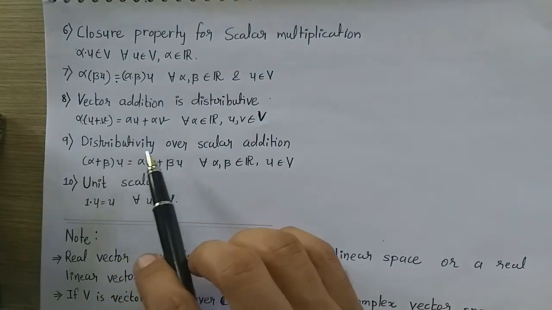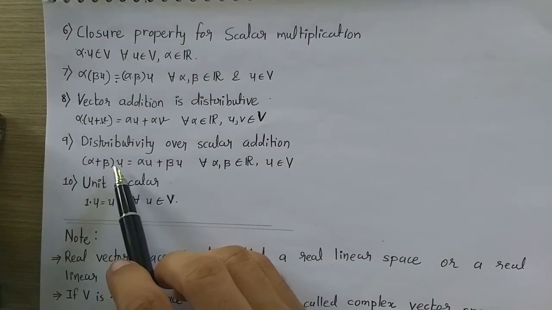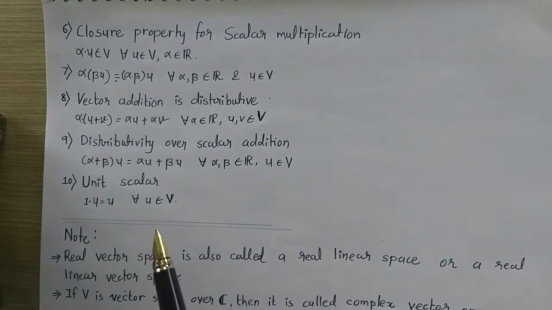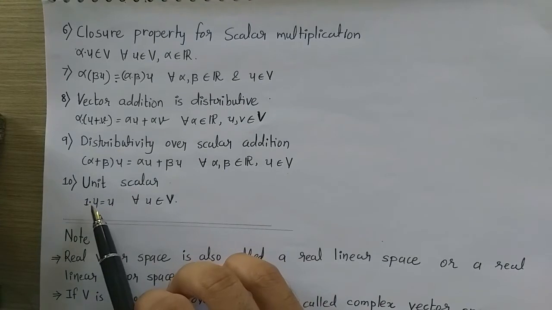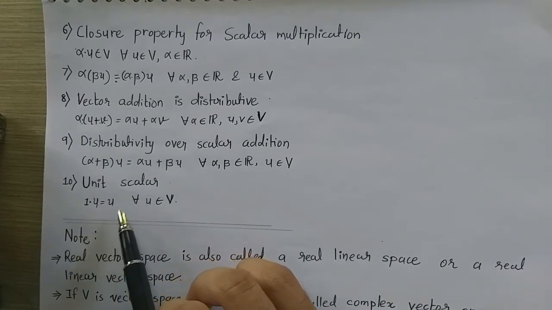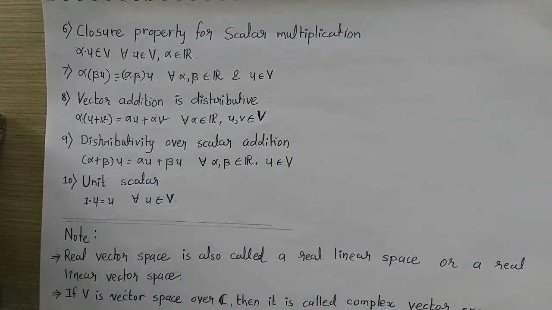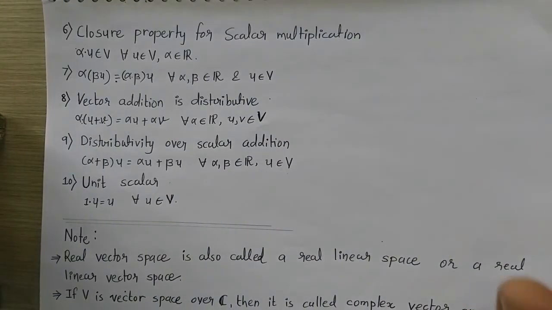Now distributivity over scalar addition. That means (alpha plus beta) dot u is equal to alpha dot u plus beta dot u. And the last property is unit scalar, meaning 1 dot u is equal to u for all u belongs to V. That means if we multiply any vector with the identity element, then we get the same answer. So this is the basic definition of vector space.